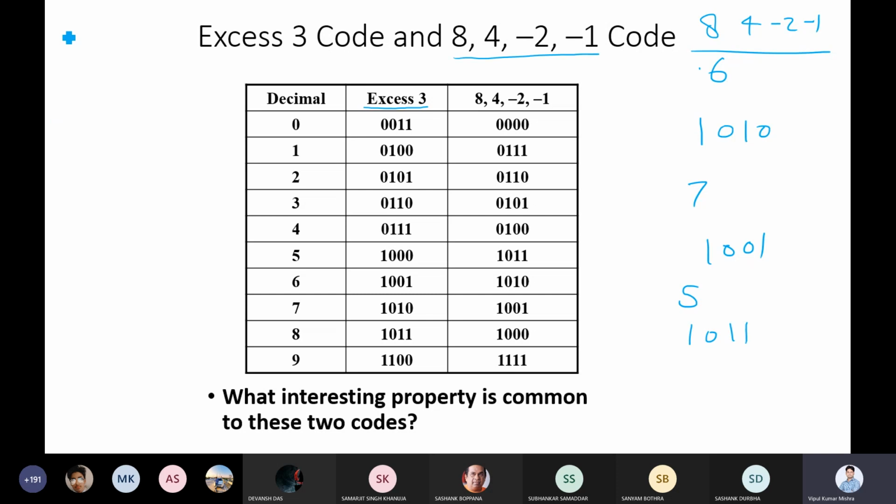BCD is one type of coding that we have seen. This is known as 8, 4, 2, 1 coding. Then there is XS3 coding, where we are adding 3 on top of it. There is another coding, that is 8, 4, -2, -1 coding. Right. Now, just look into these numbers. Are you able to see some interesting property here? Anything that you can see here? Something which is very interesting.